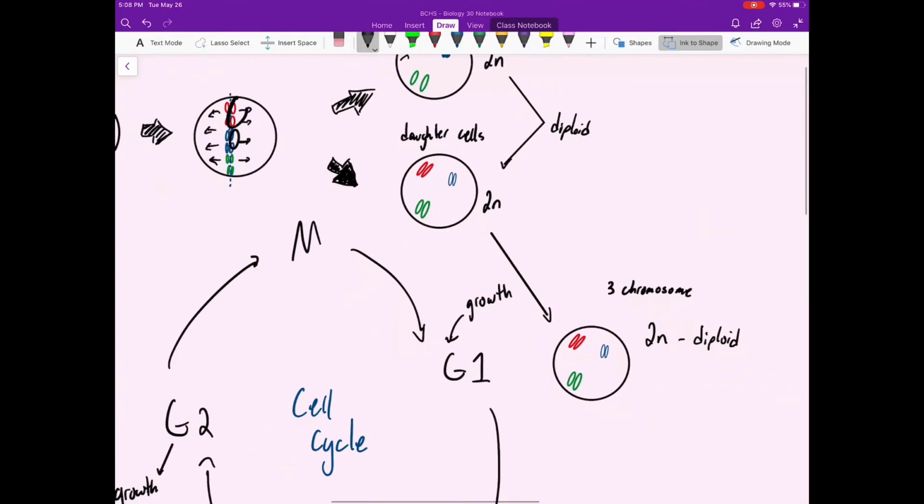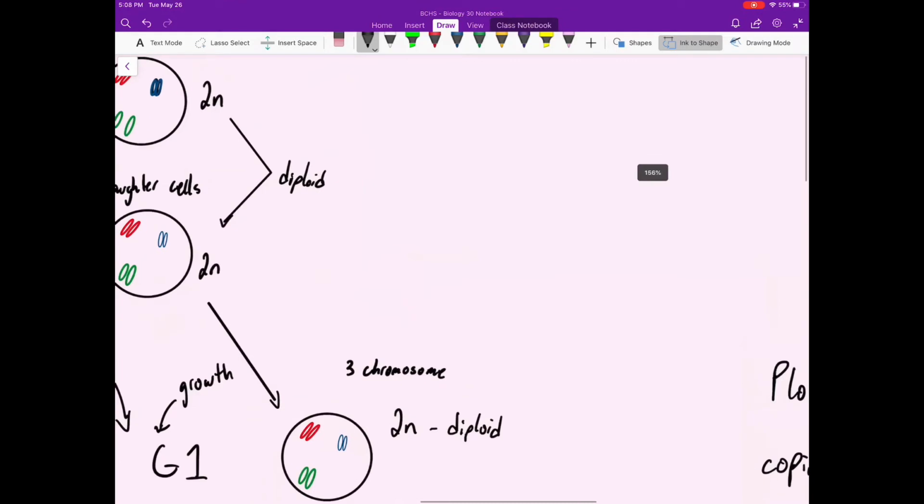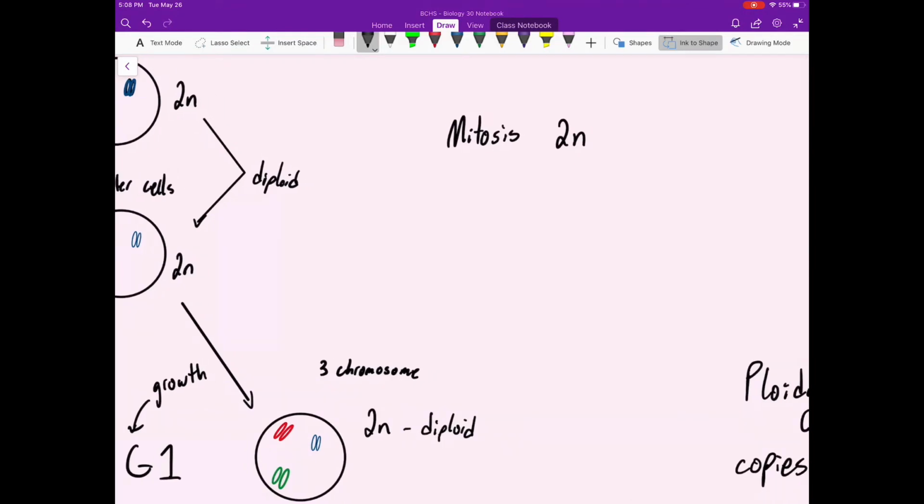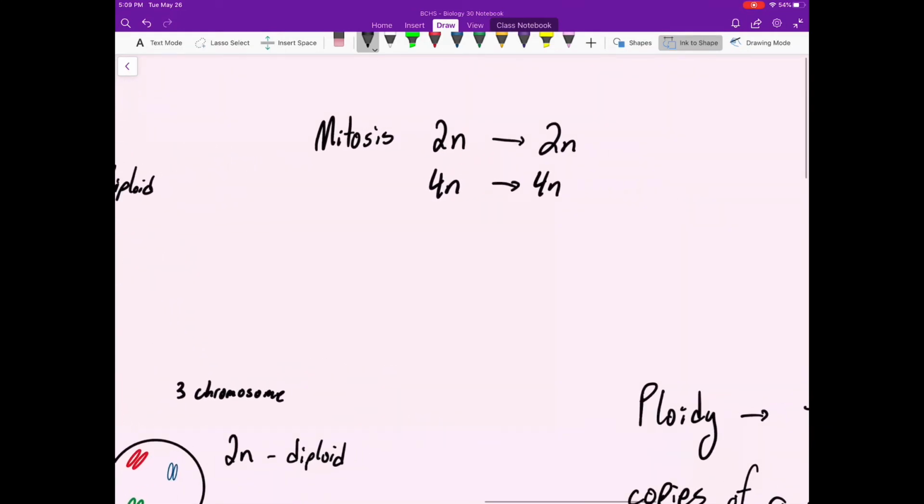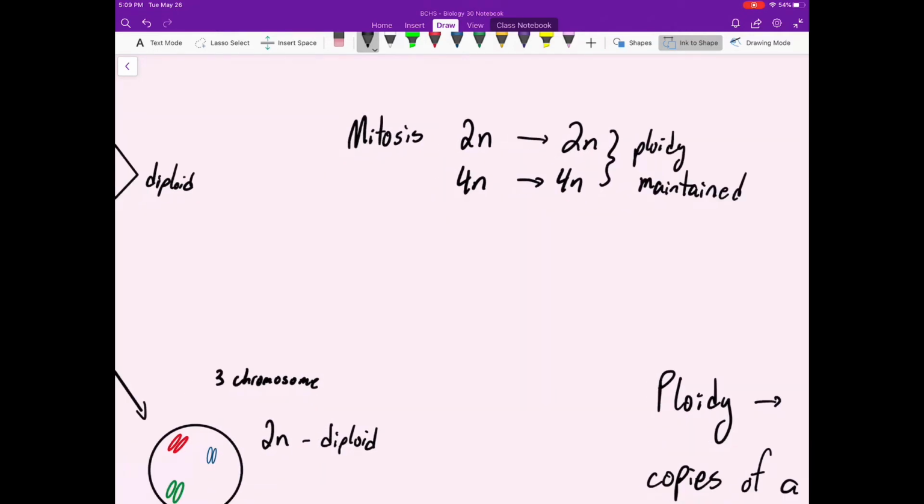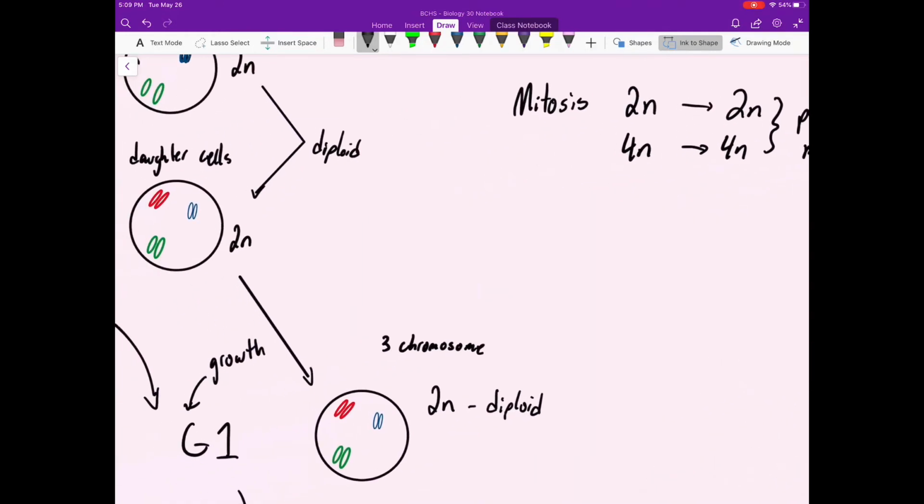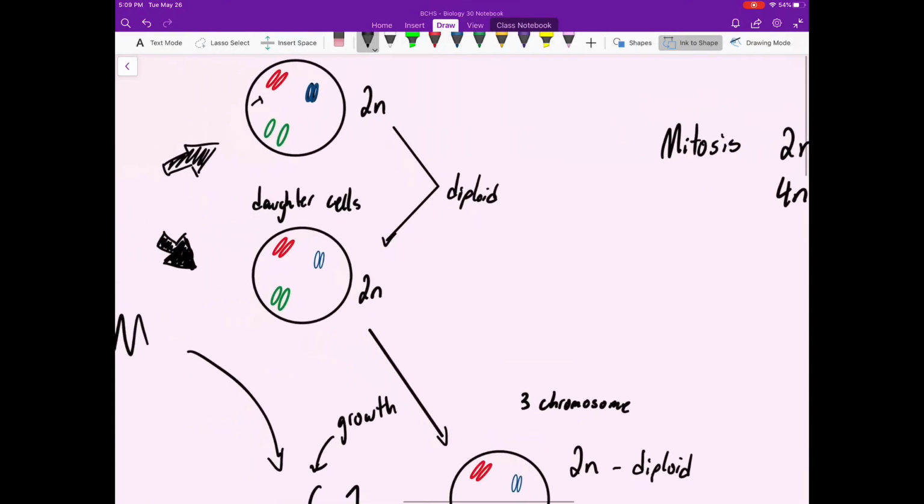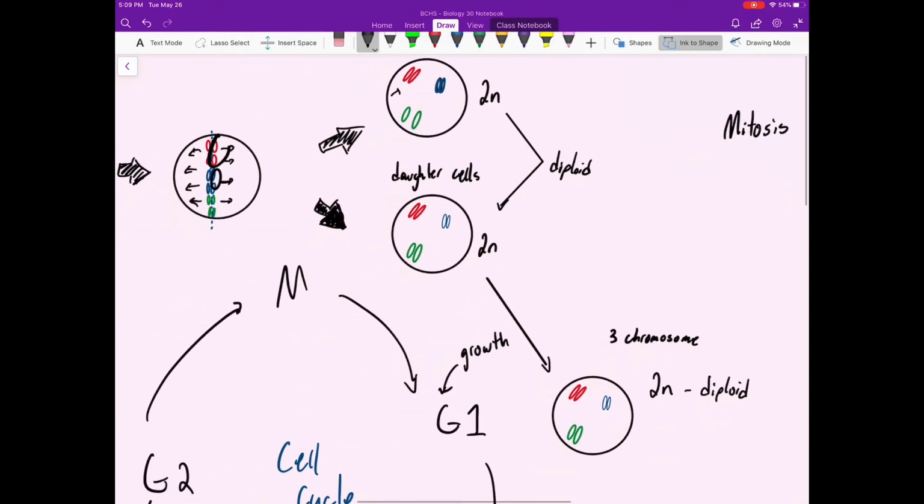And this always continues. We have to remember that with mitosis, you originate as a 2N or diploid cell, and you eventually end up as a diploid cell. Or if you started as a tetraploid cell, then you end up as a tetraploid cell. My point is that during mitosis, ploidy is maintained. Now, you're probably thinking, I thought we were trying to make a polyploid organism. You just showed me cells ending up back at 2n. Well, what we do is we disrupt the cell cycle.